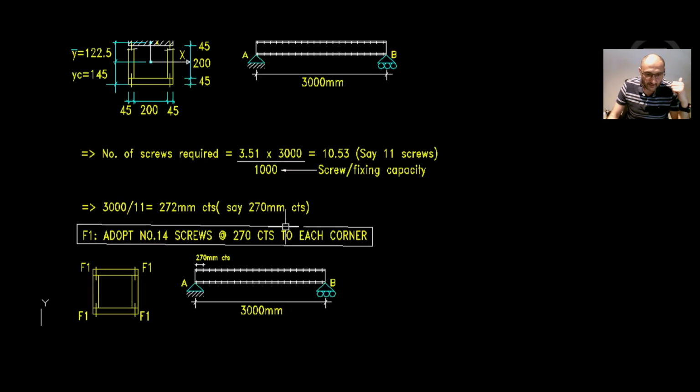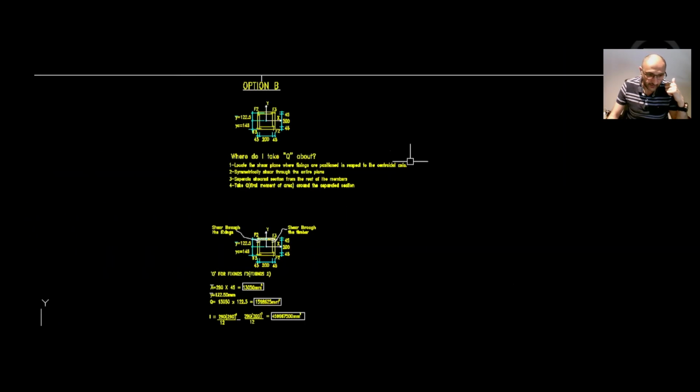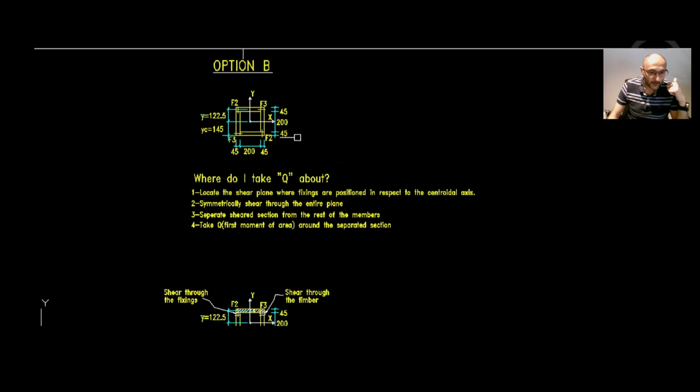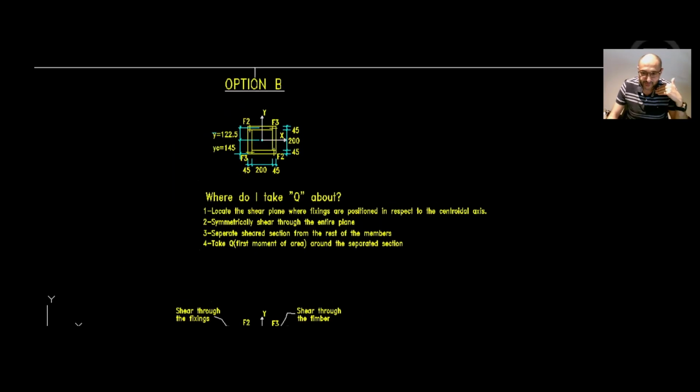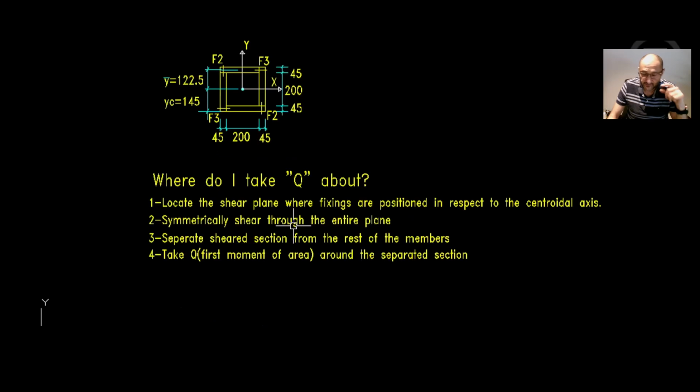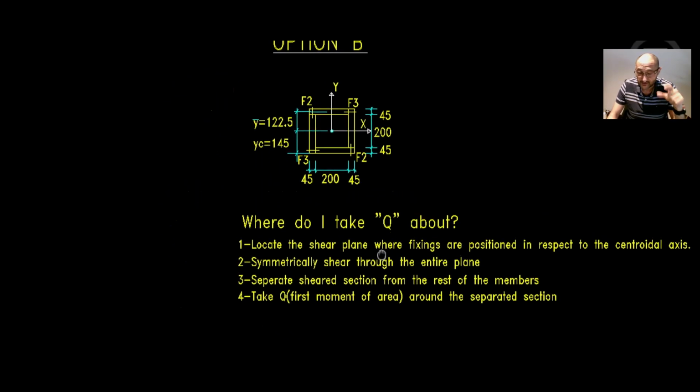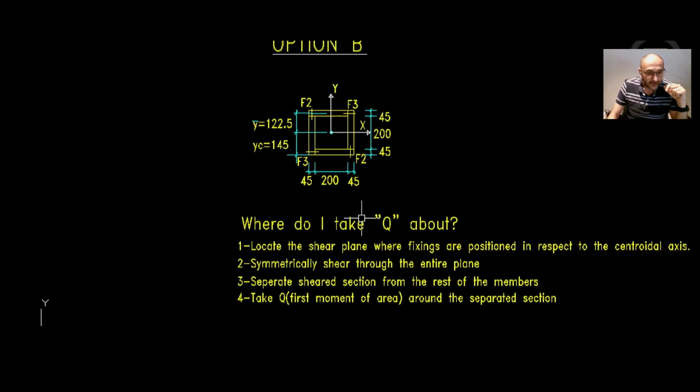Now let's move on to design option B. Okay, we have to go through these 4 steps again, and I will keep repeating it throughout the presentation, but it is important. So we go through the 4 steps and we can see then how we can pick this problem apart. Now this problem, option B, is a little bit trickier than the rest of them. So the main question again becomes, where do I take Q about?